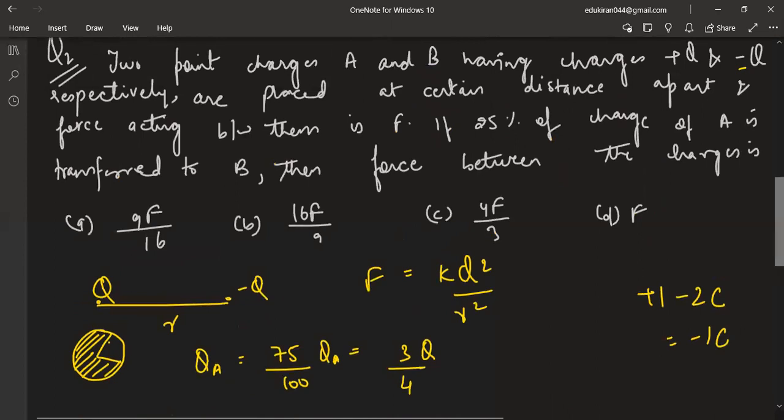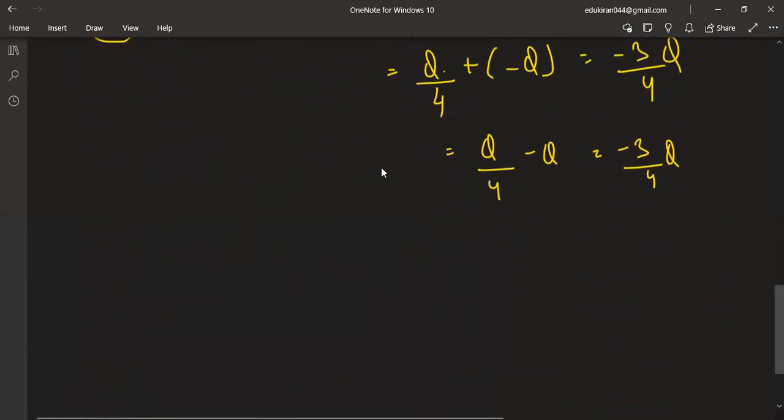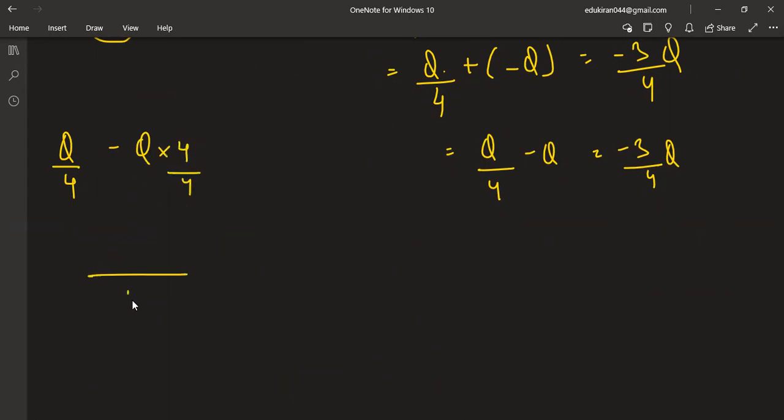But ma'am, how is it 3 by 4? I didn't understand that part. 3 by 4 as in this is Q by 4 minus Q. So how will you take the LCM? You will multiply by 4 and divide by 4. LCM is 4. So this becomes Q minus 4Q. That becomes minus 3Q by 4. Clear? Yes, ma'am. So we will neglect the sign while calculating. Yes.